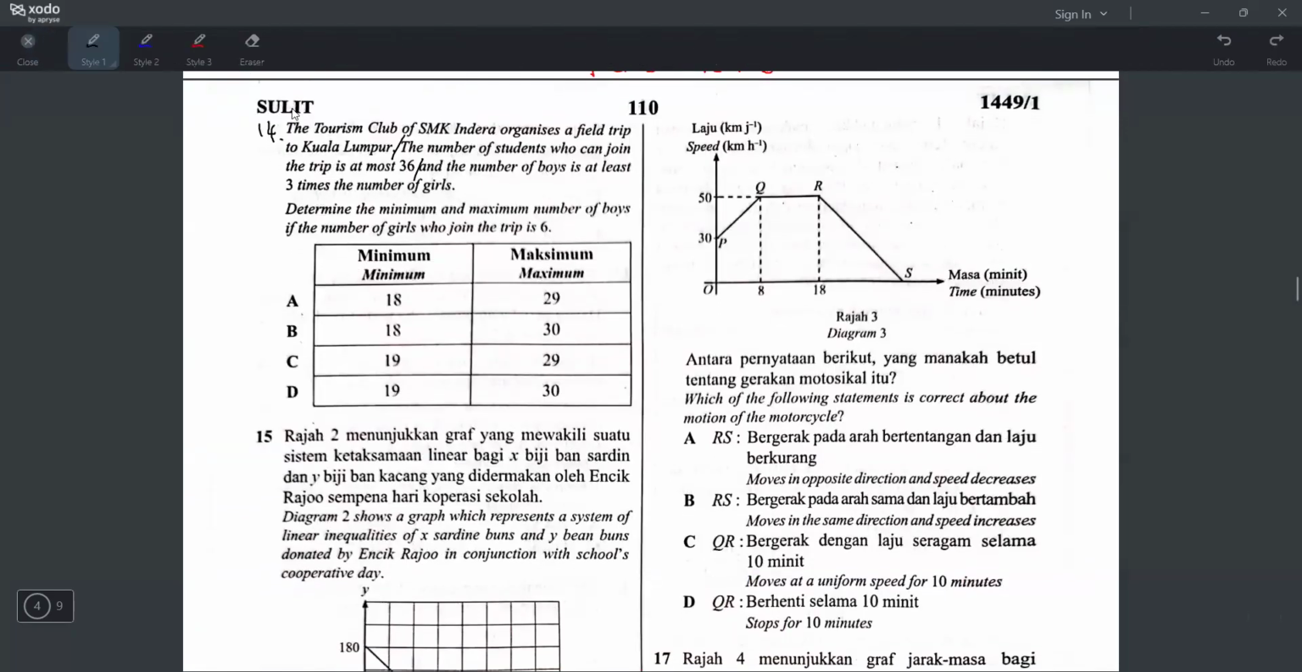let the number of boys jadi X, number of girls jadi Y dulu. Okay, so dia akan jadi boy, dia ada boy, ada girl kan. So boy I jadikan X, bilangan girl I jadikan Y. And then now I will baca sekali lagi.